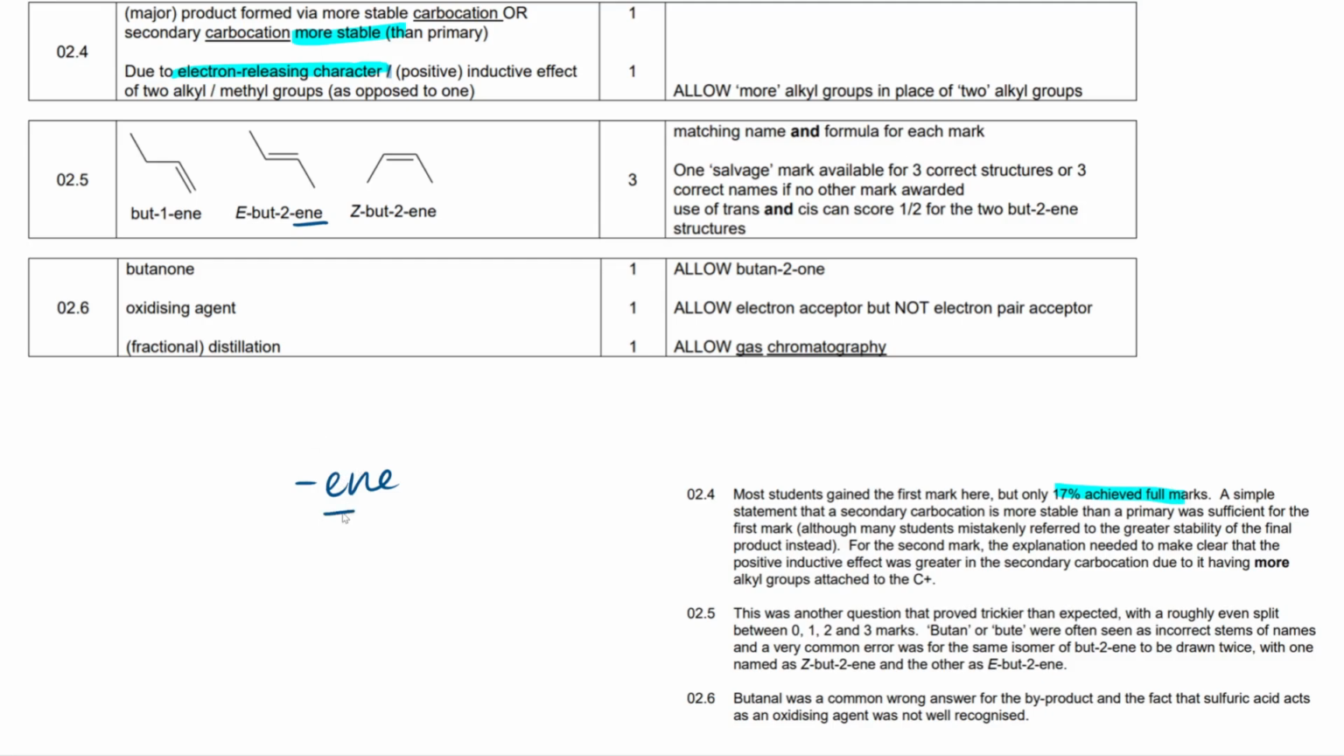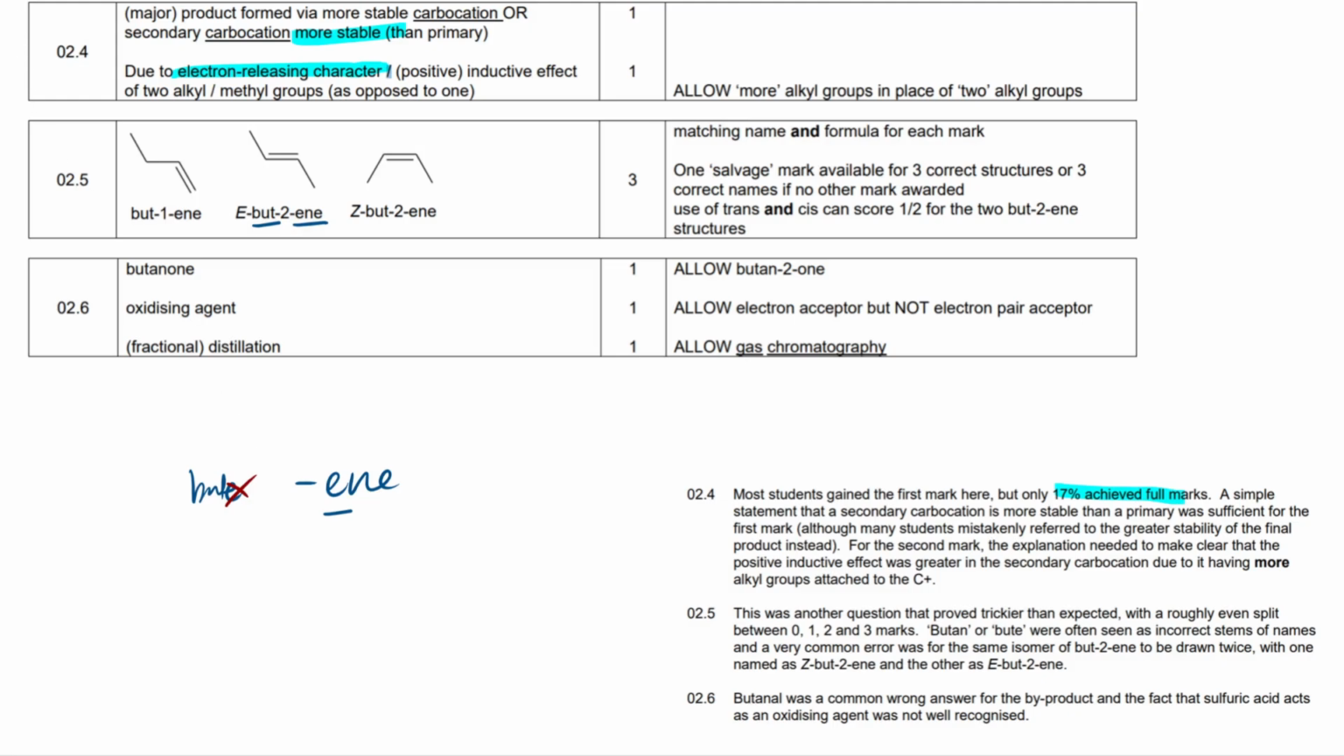Now, when a suffix starts with a vowel, you always remove the E from the prefix. So normally, let's say it's bute something. Now, because there's a vowel present, we get rid of the E. So it just becomes butene, and then obviously you have to name on which carbon the double bond is.